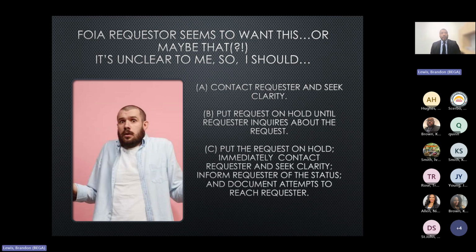Okay. So a FOIA requester seems to want this or maybe that. It's unclear to me, so I should A, contact the requester and seek clarity. B, put the request on hold until the requester inquires about the request. Or C, put the request on hold, immediately contact the requester and seek clarity, and inform the requester of the status and document attempts to reach the requester.